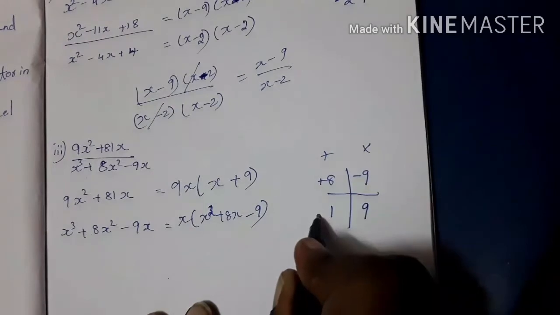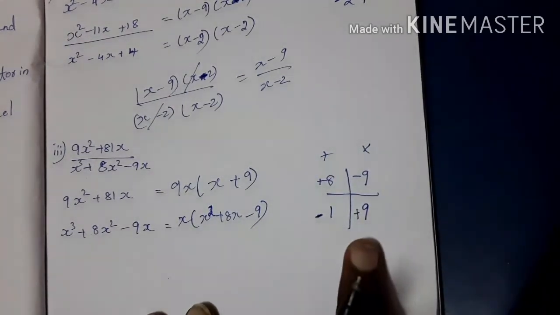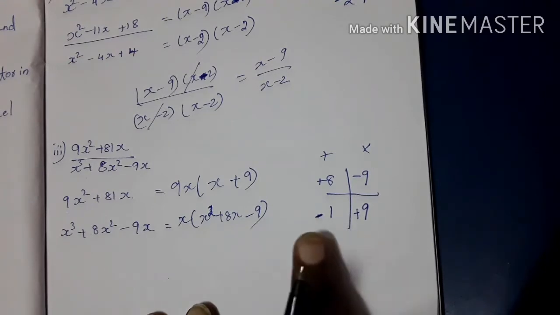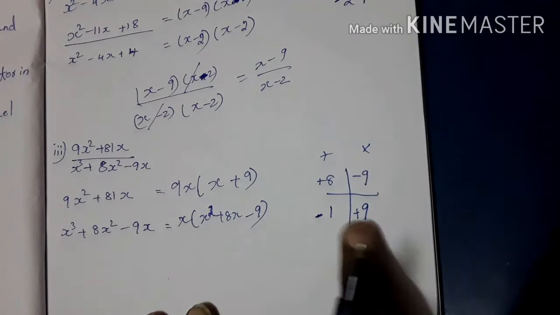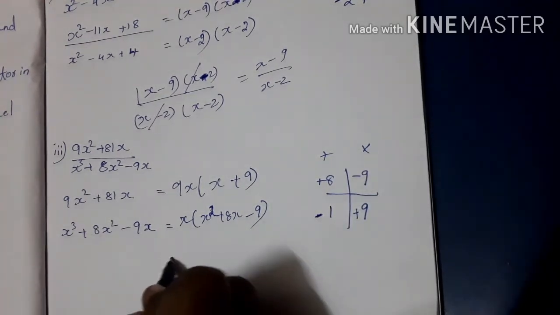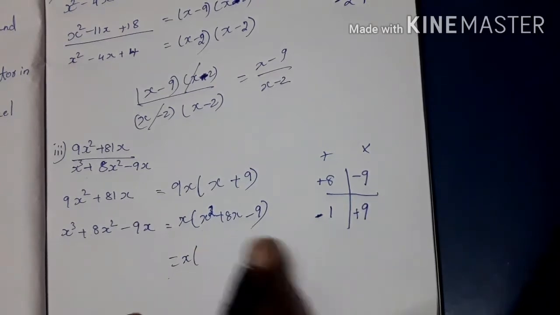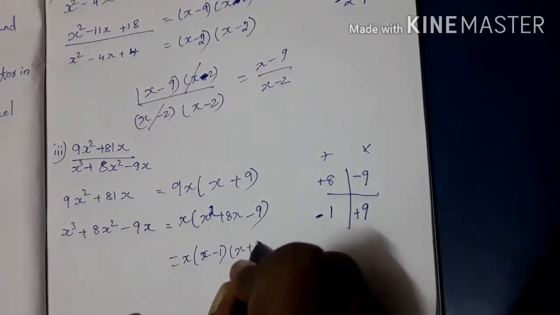So I put minus 1. The smaller number becomes minus because the number is plus. Because minus 1 plus 9 is plus 8. Minus 1 plus 9 is plus 8. So now you have to factorize this x. So this factorization is x minus 1, x plus 9.